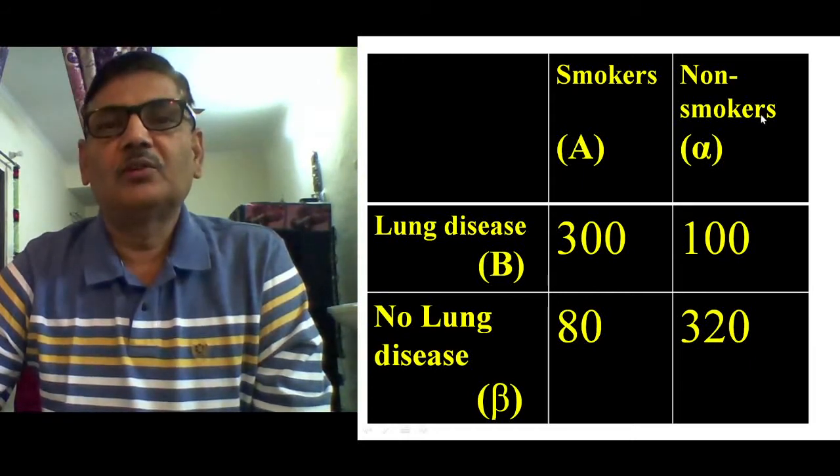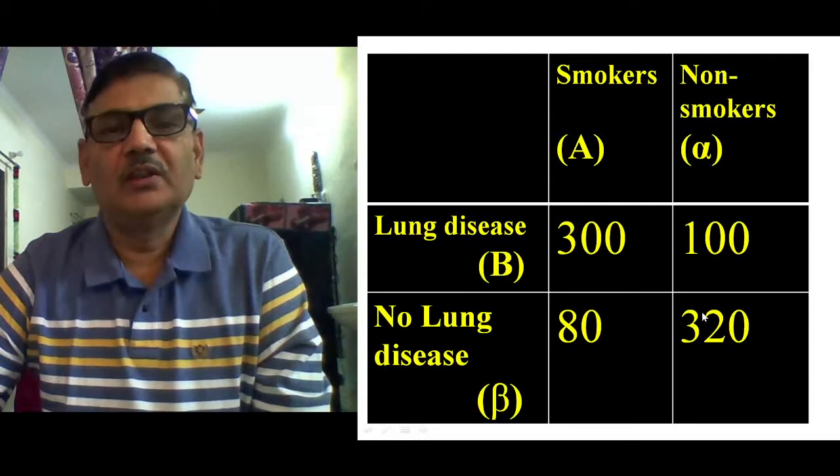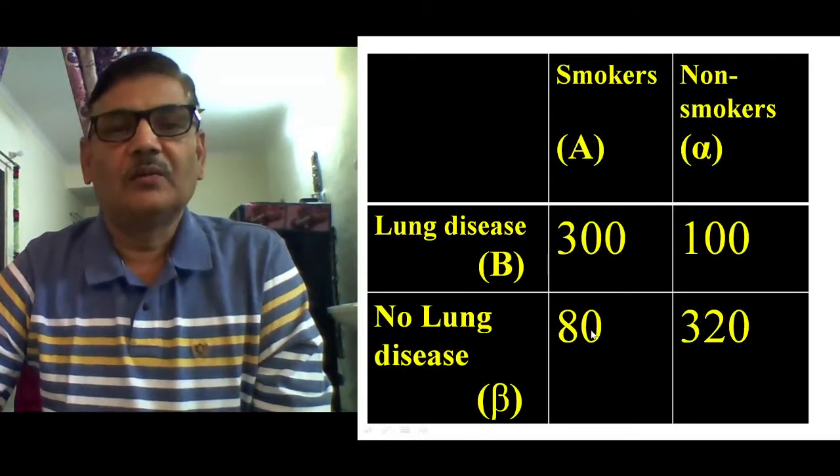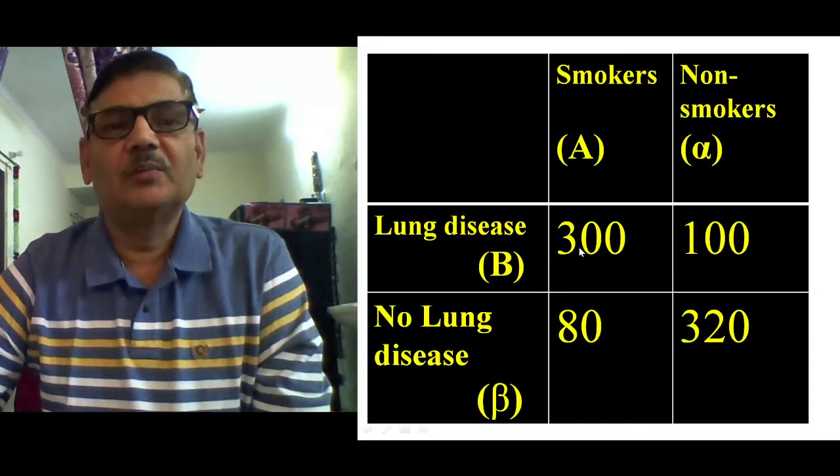We can have their total also, and in this case 320 plus 80, it comes 400. This 100 plus 300 means 400, so 400 plus 400, it means 800. Total 800 persons have been analyzed for this purpose, and the data is shown over here.